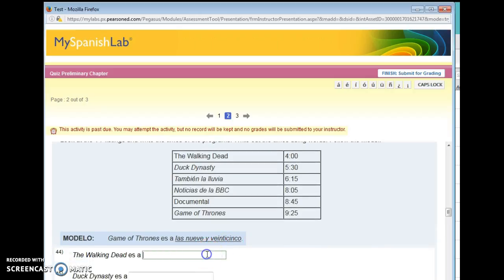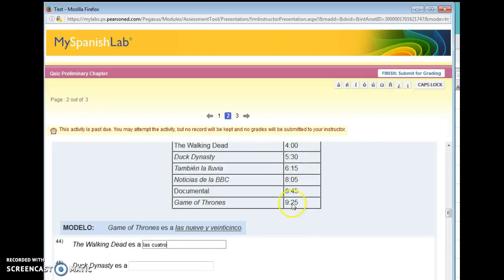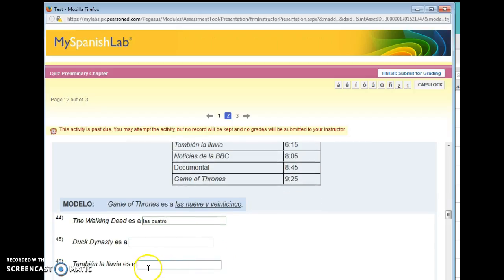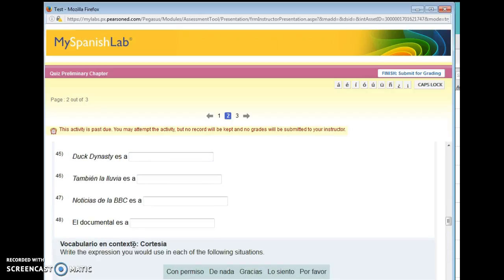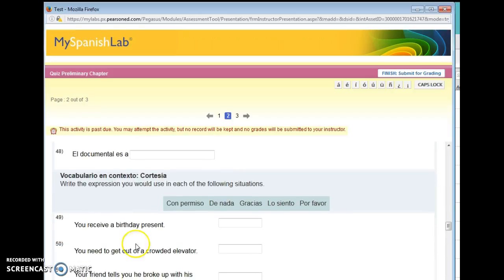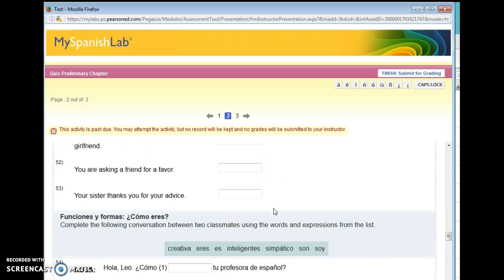So The Walking Dead es a las 4. I have to write it out there. 4. Duck Dynasty es a las 5:30. And también la lluvia es a las 6:15. So the "a las" was already given for you there, which means "at" in this case. So Duck Dynasty is at 5:30. 5:30. Okay. Another one of these expressions and contexts there. Okay.